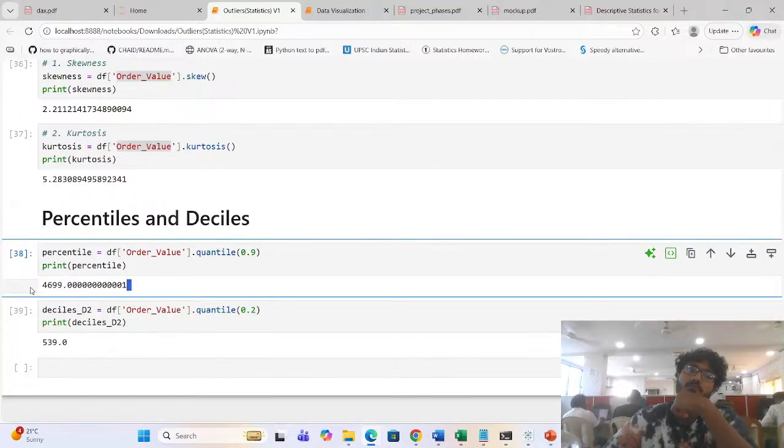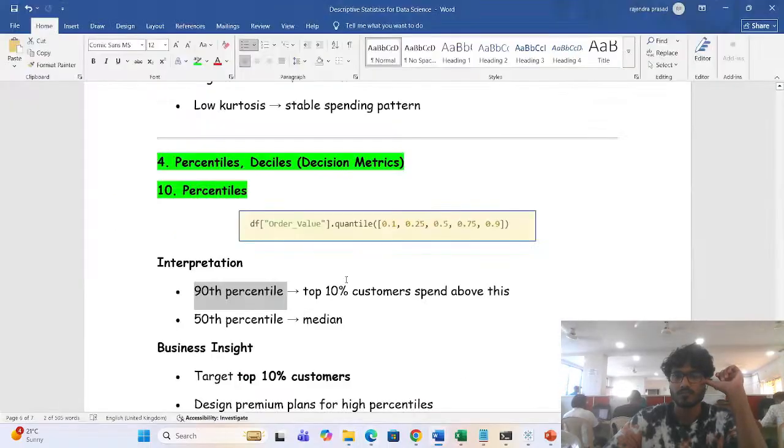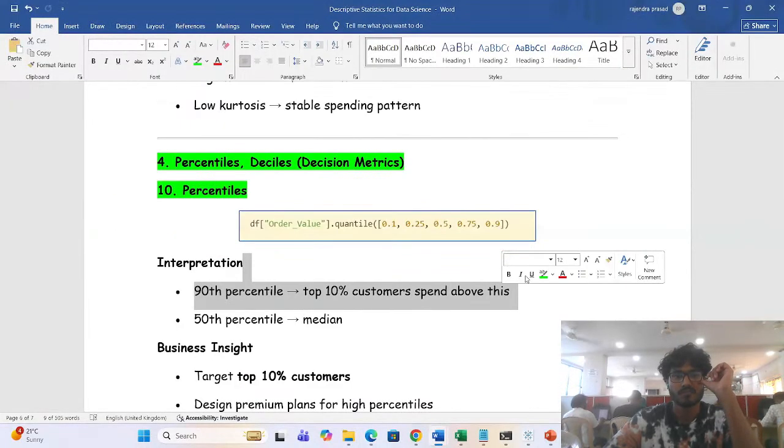Did I mention remaining 10 people or top 10 people? The top 10 customers spend this value. If you people are not looking at the document properly, don't ask me the wrong questions. I'm already telling you this. Top 10% of the people will spend 4,699.